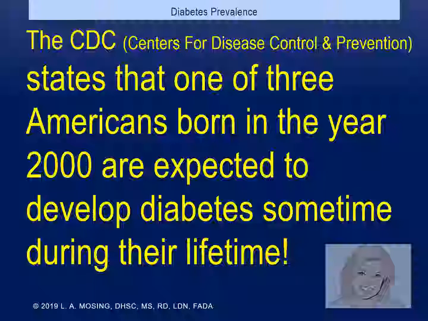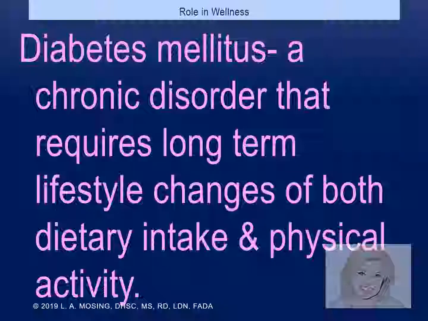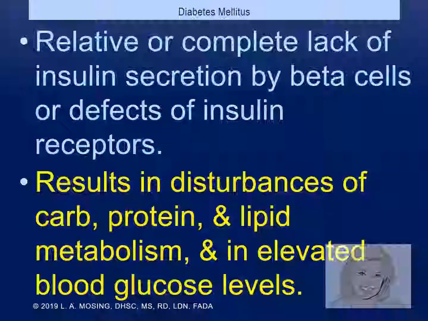Now we're going to learn the difference between type 1, type 2, gestational diabetes, etc. today. But what is diabetes? It's just a chronic disorder. It requires long-term lifestyle changes of both diet and physical activity. So we're seeing some commonalities. Every time we're going to look at any different disease state going forward, we're talking about manipulating 2 variables, their diet and their physical activity.